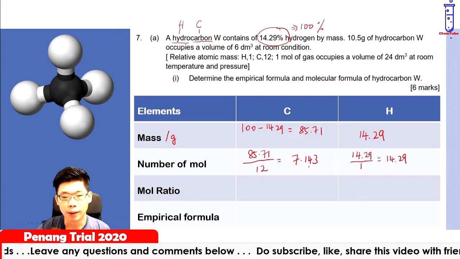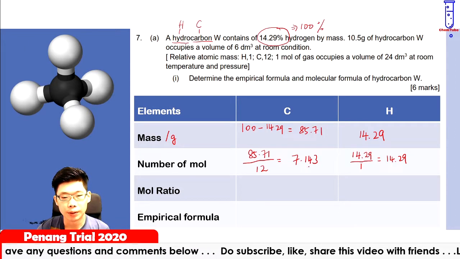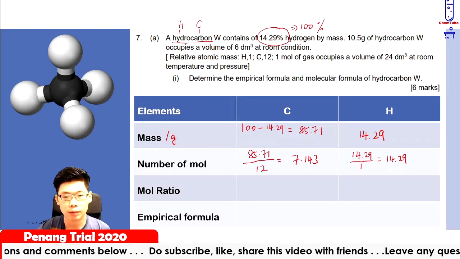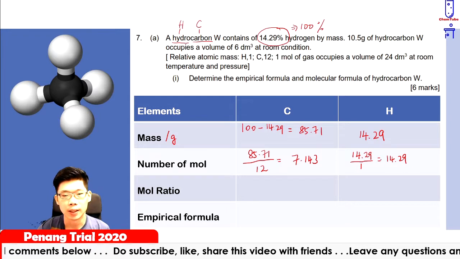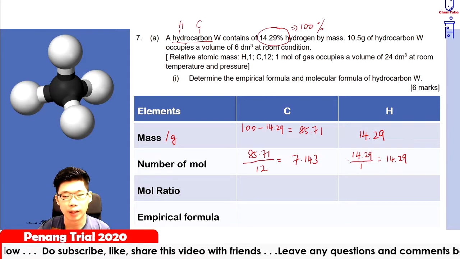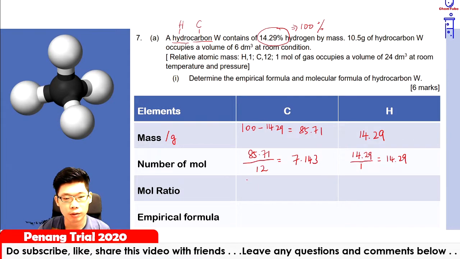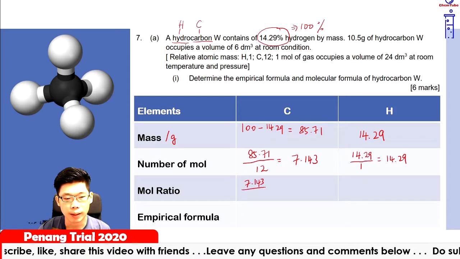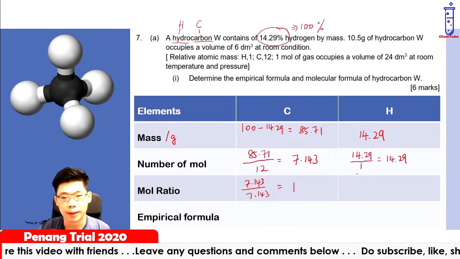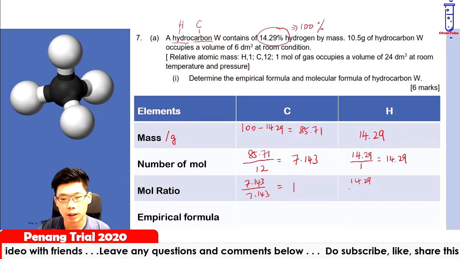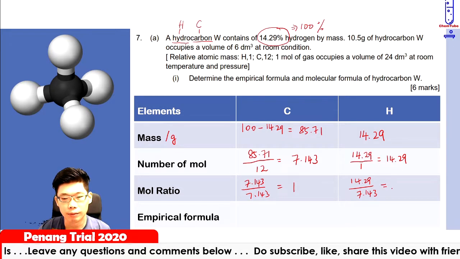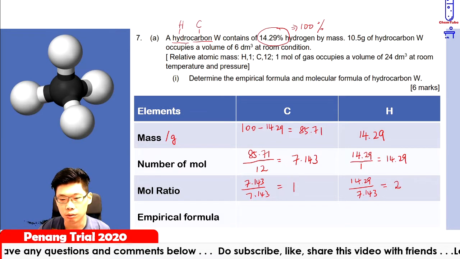After you get the number of mole, we have to find the mole ratio. Here we compare both moles with the smaller number of mole. 7.143 for the carbon and 14.29 for the hydrogen. The mole for the carbon is smaller, so we divide both numbers of mole by 7.143. 7.143 divided by 7.143 gives the whole number 1. Then 14.29 divided by 7.143, roughly you get the number 2.